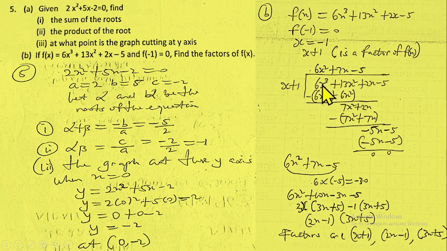So s in 6s cube gives us 6s squared. Then 6s squared multiplied by s gives us 6s cube. This times this will give us a plus 6s squared. Then introduce minus: this becomes minus, this becomes minus. 6s cube minus 6s cube gives us 0. Then you have 13s squared minus 6s squared. That will give us 7s squared.